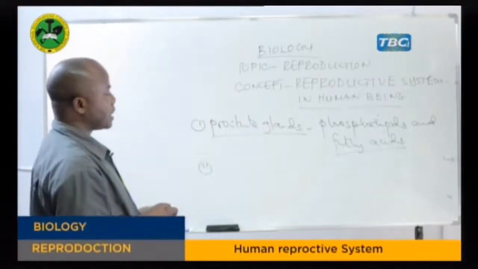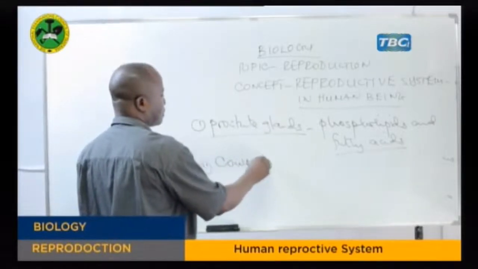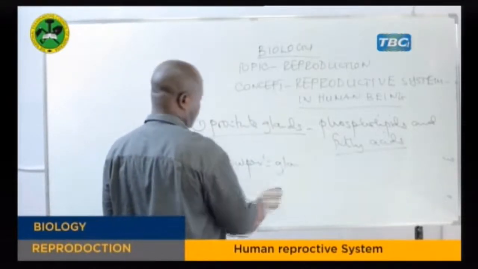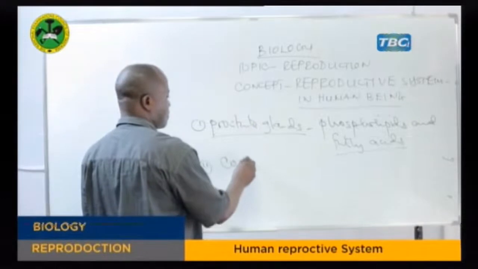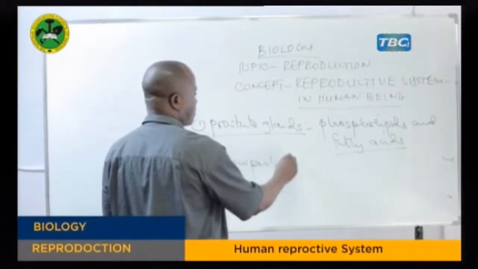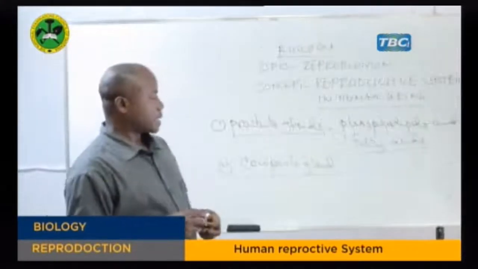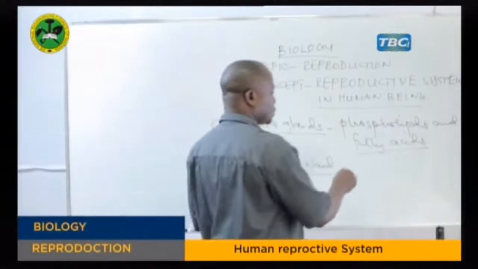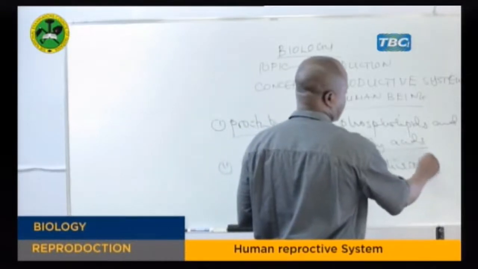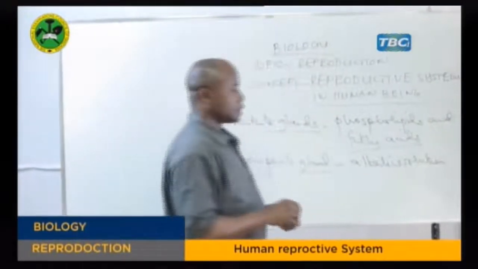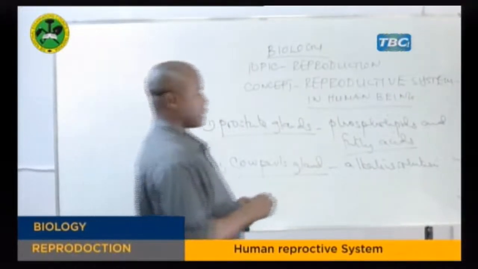Another accessory gland is the Cowper's gland. The Cowper's gland produces fluid containing an alkaline solution. This neutralizes the acidity that might be present in the vaginal tract and the urethra.